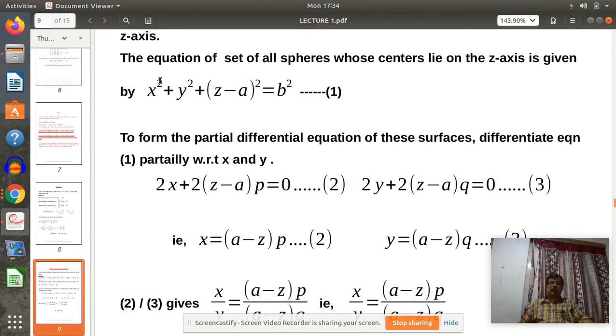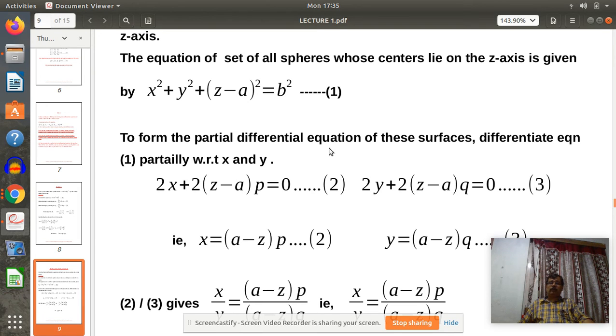This is x square, 2x. This is independent of x. So here 2 into z minus a into dou z by dou x, so that is p, equal to 0. So this is the equation obtained by differentiating this one partially with respect to x.